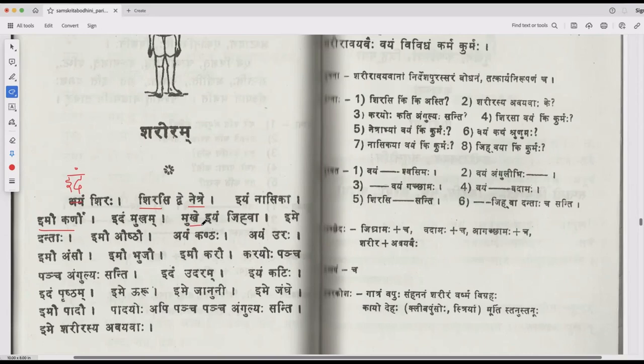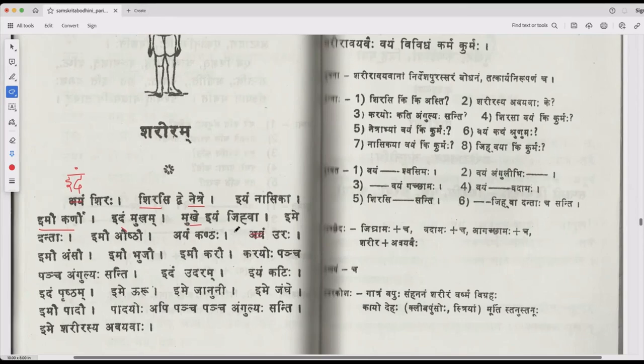Imau oshthau. It's just O. Sorry. There is only one here. Imau oshthau. These two are lips. So is this pullinga, strilinga, napunsakalinga? Oshtha is akaranta pullinga, prathama vibhakti, dvivachanam. Good. Ayam kanthaha. Kantha is akaranta pullinga prathama vibhakti ekavachanam. Now this again is wrong here.